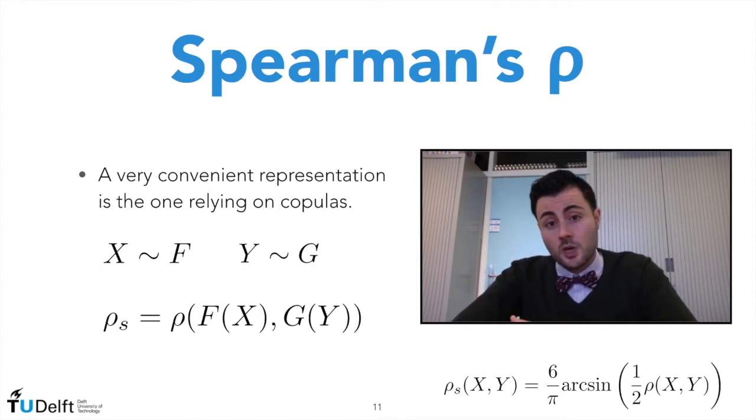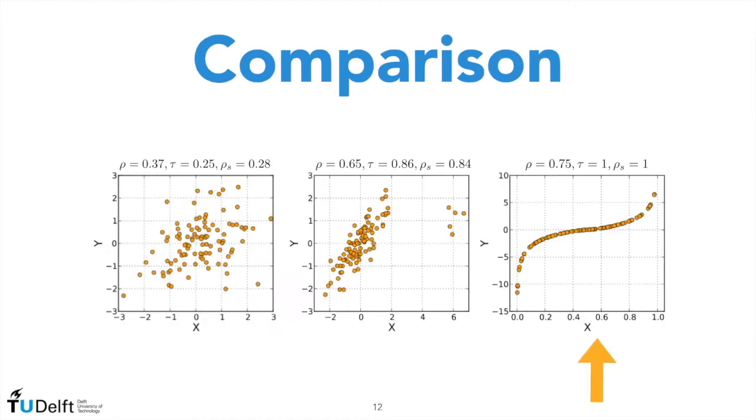Why? Because since we are assuming a Gaussian copula, we are essentially imposing a linear dependence between x and y. So look at the three pictures in front of you. In the first one, the three measures, Pearson's correlation, Kendall's tau, and Spearman's rho, essentially agree on the fact that between x and y there might be some positive dependence, possibly linear, but not extremely strong.